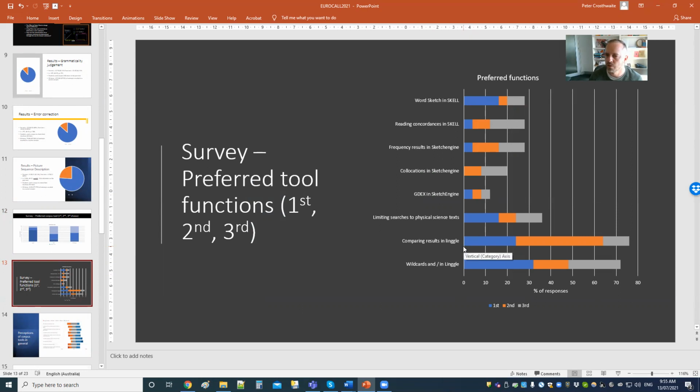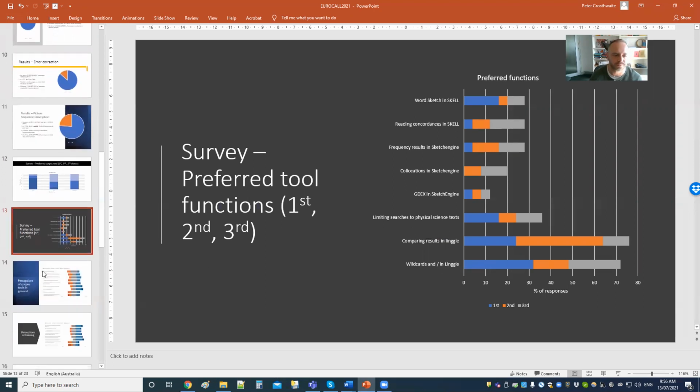However, students also appreciated the disciplinary specificity, or being able to search by discipline within the BAWE corpus that is embedded into the free version of Sketch Engine. So in terms of those three functions, those are the ones that they found most useful.